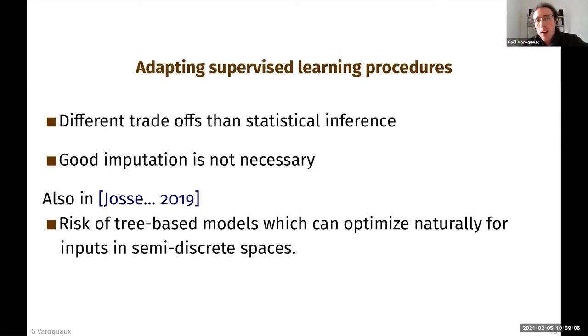And in our paper, we also looked at the risk of tree-based models, such as random forests. And these are interesting, and they're used a lot with missing values because they can naturally optimize for input in semi-discrete spaces. Just like they can naturally optimize for categorical data because they're basically performing a greedy combinatorial optimization. And they're very much used in practice for the kind of data for which there are missing values.